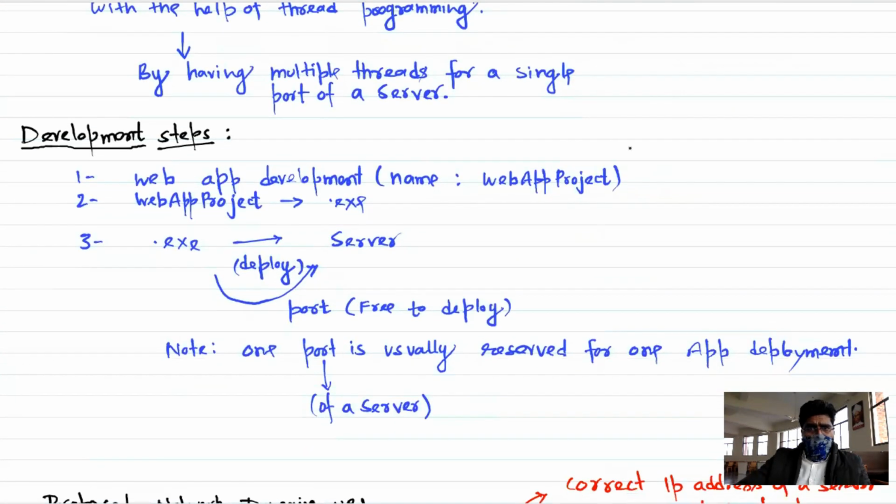So development steps would be, first we will develop an app, a web application. Then we will convert that web application into an exe file. Exe is an executable file that can be run on a server. And later on, we will deploy or upload that exe file over the server. Let's say our application name is web app project. So on the server, what file will be there? Web app project.exe.